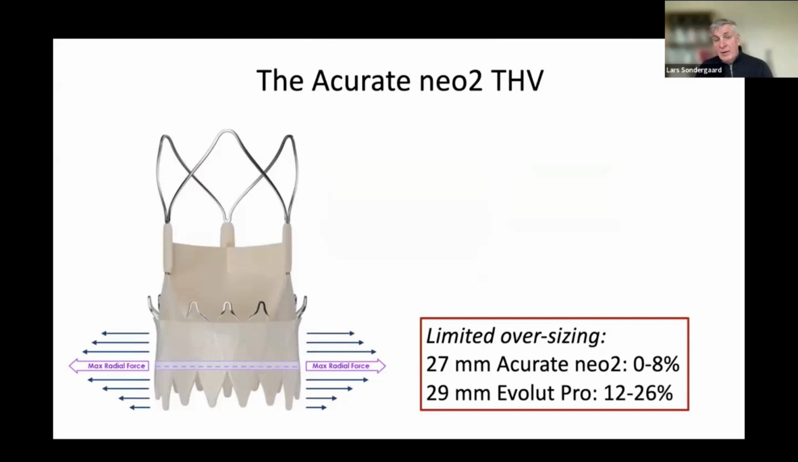You can see here for the Accurate valve, which we're going to see in a minute for this recorded case, the radial force is actually not the same all over the inflow portion. It's highest 7 millimeters above the aortic bottom of the stent frame, whereas the part sticking into the left ventricular outflow tract has less radial force. Also, an important difference between the Accurate valve and the Evolut valve is that the degree of oversizing is much less with the Accurate valve.